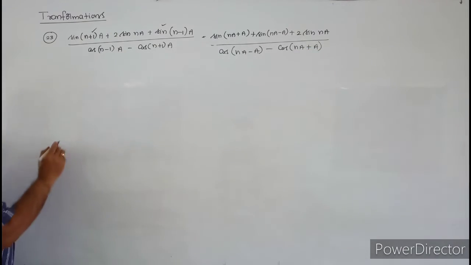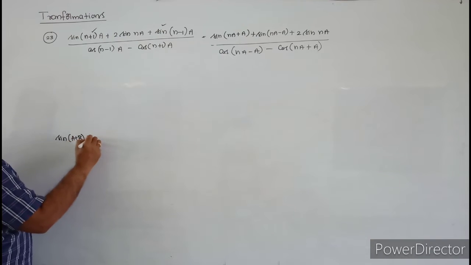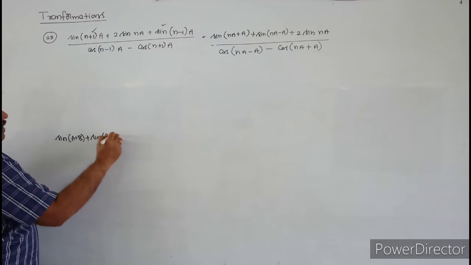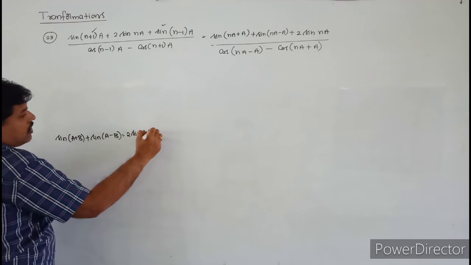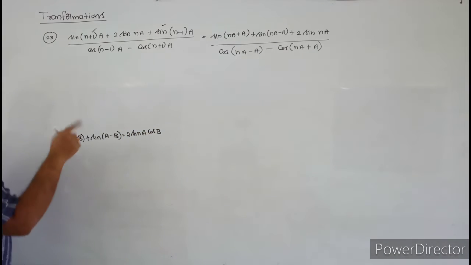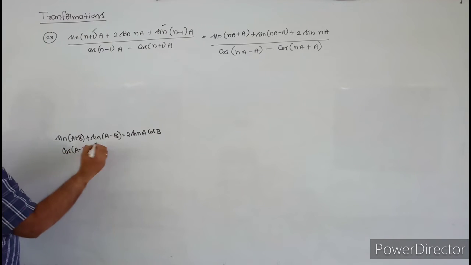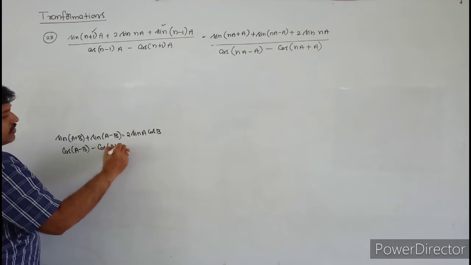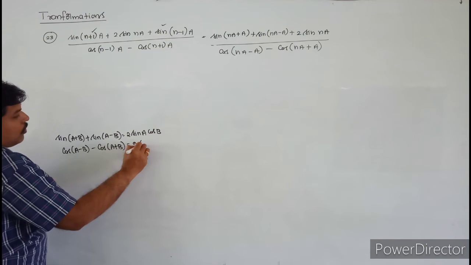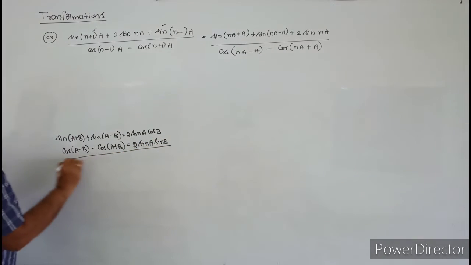So you have two formulas here, students. What are those formulas? Sine of a plus b plus sine of a minus b, that is nothing but 2 sine a cos b, and in the denominator it is in the form of cos of a minus b minus cos of a plus b. So that is nothing but 2 sine a sine b.